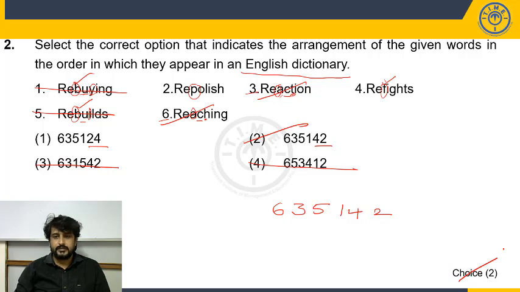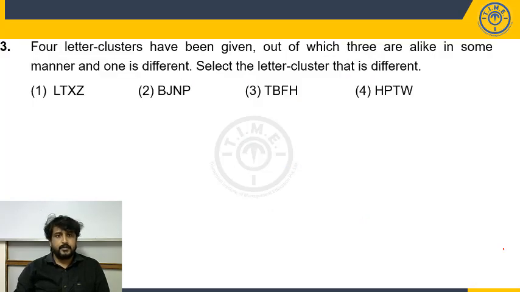Choice 2. Here we are not going to discuss any basics. We'll just discuss the answer to the given question. Four letter clusters have been given, out of which three are alike in some manner and one is different. Select the letter cluster that is different. So it is an odd one out question. Let us try to identify the logic in the given letters.